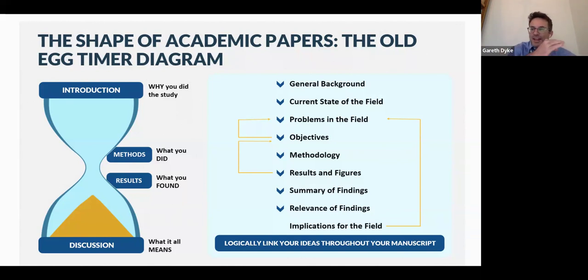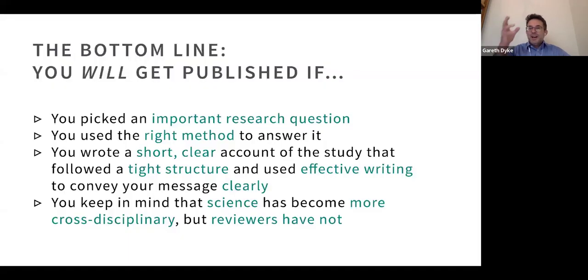So this is important. And as we mentioned, in later sessions we'll come back and talk about how you can logically link your ideas throughout your manuscript and build it into an effective academic article. But planning a paper, very important. Your bottom line here is that you will get published if you pick an important research question. You will get published if you choose the right method to answer that research question. You've got to write a short, clear, concise account of the study, following a tight structure and using effective writing to convey your message clearly.